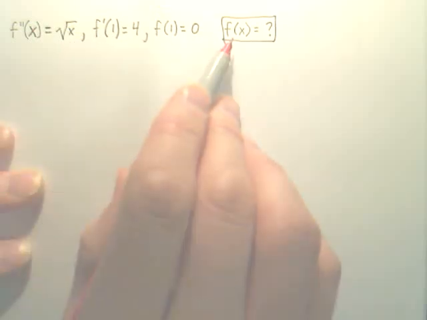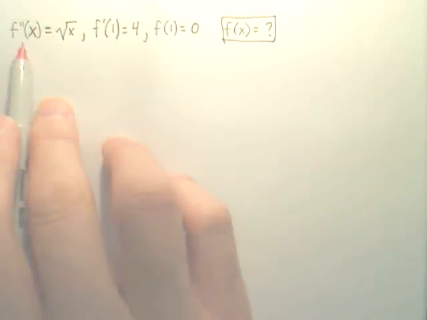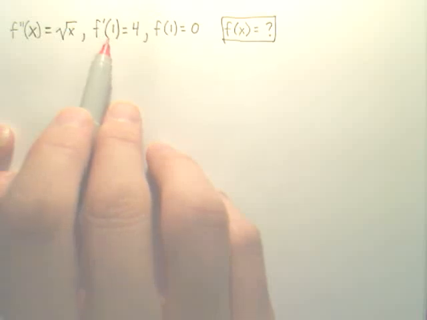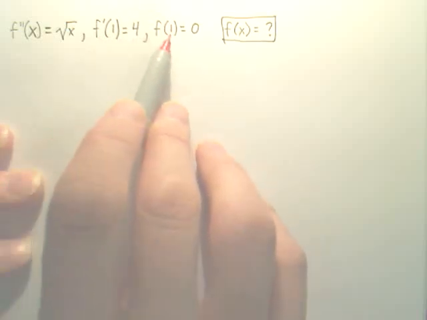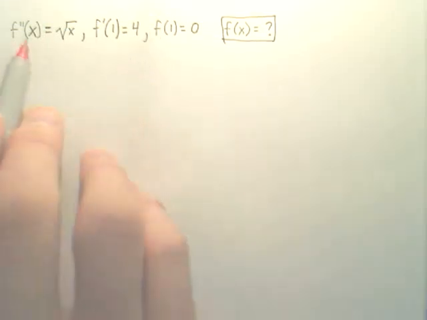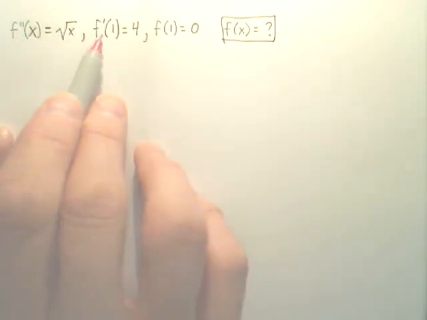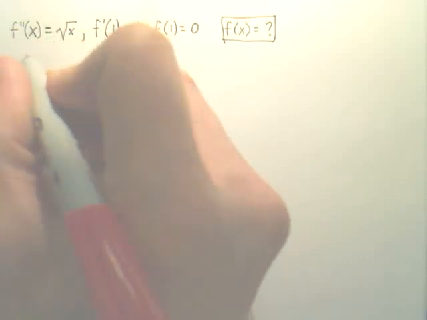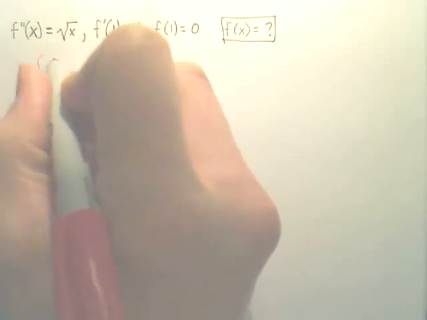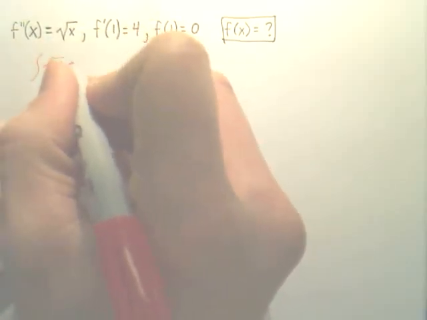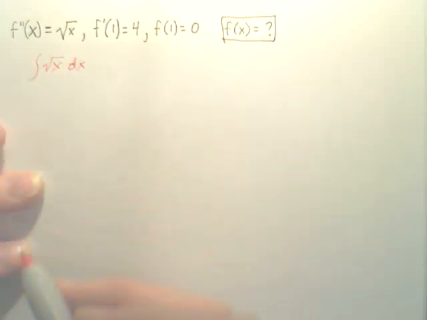Okay, we want to find f of x. We start with the second derivative. We start with a coordinate of the first derivative, and we start with the coordinate of the original function. So in order to work from here to the first derivative, we have to integrate. So we're just going to integrate the square root of x dx.